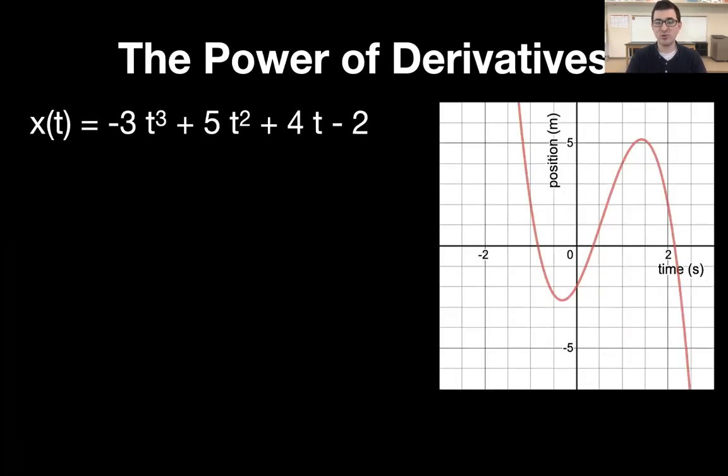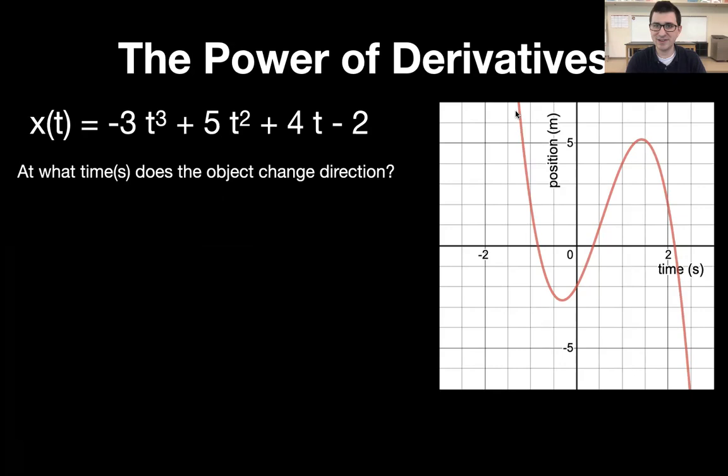So now I just want to take you through a quick example of how derivatives are so powerful. Let's say we have this crazy cubic position versus time graph. The object is just flying all over the place. And we were asked the question, at what time or times does the object change direction? Well, we can look at the graph and say it's moving in the negative direction here, and then it turns around and is moving in the positive direction, so kind of in this region. And then same thing, it's moving in the positive direction, turns around, and then is moving in the negative direction, so kind of in this region.